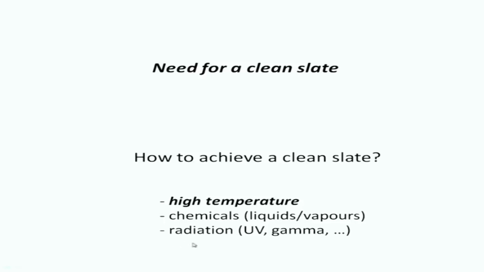Also, you could use radiation such as UV radiation and gamma radiation, which are high energy radiations that can cause changes in the DNA of the organisms and kill them. When you cannot use high temperature, for example, when you are working with temperature sensitive plastics, maybe for syringes and so on, you cannot use the high temperature process.